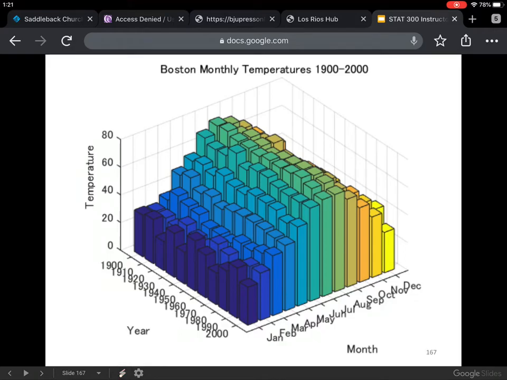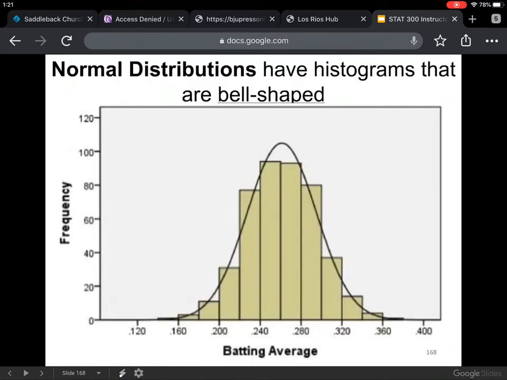Normal distributions have bell-shaped histograms. You can see in this example there's a batting average, and the batting average is usually bell-shaped, right? And so you can see that the histograms follow that kind of shape.